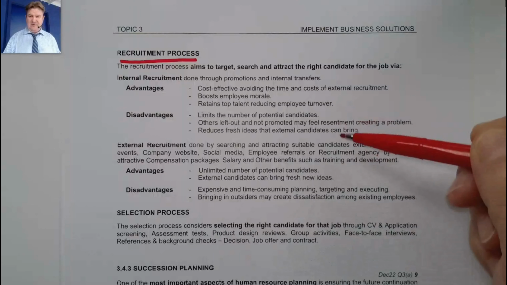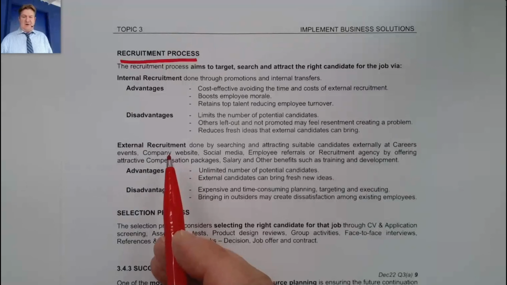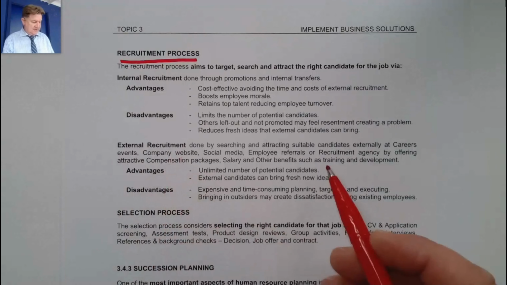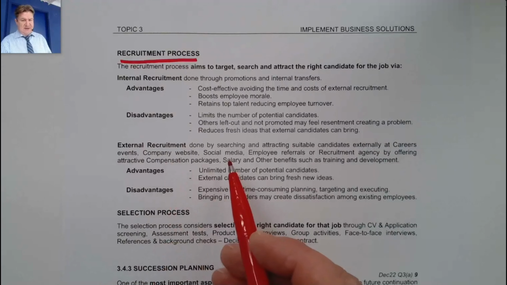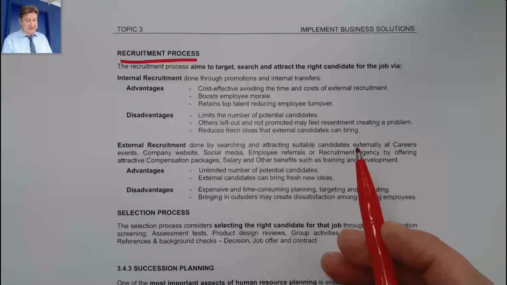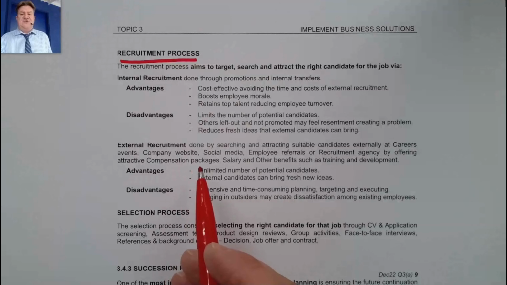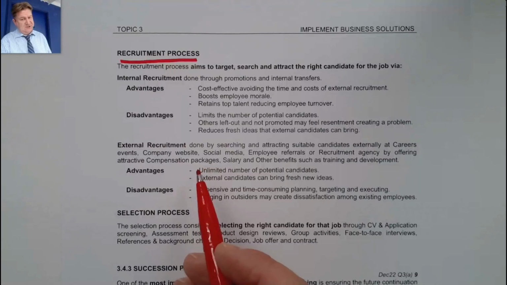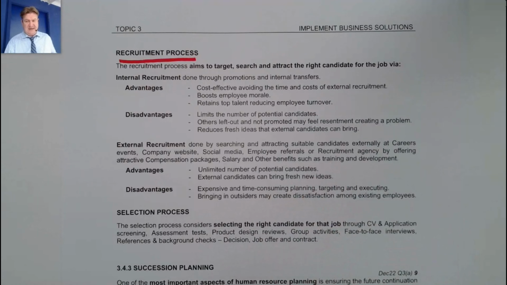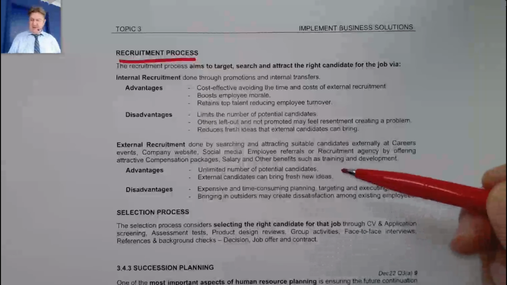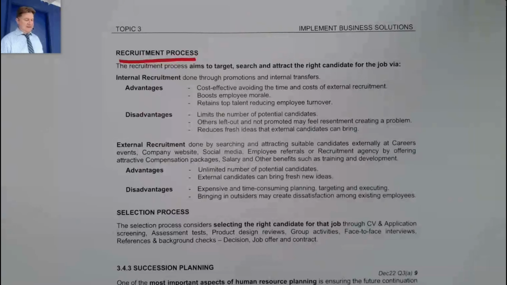But it's not all good news. There are problems, disadvantages here as well. There's external recruitment. This is done by attracting suitable candidates at things like career fairs, websites, social media or recruitment agencies. To attract people, we've got to think about what we're going to offer them. That's an attractive compensation package, not only salary but maybe other benefits as well, things like training and development. And again, look, you've got what's good about external recruitment and then the disadvantages.